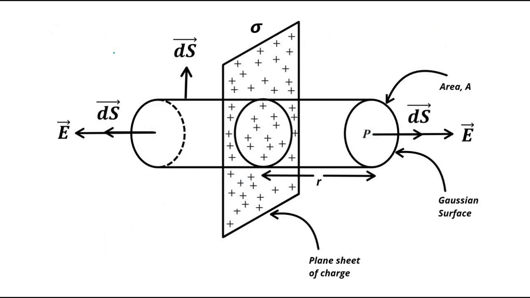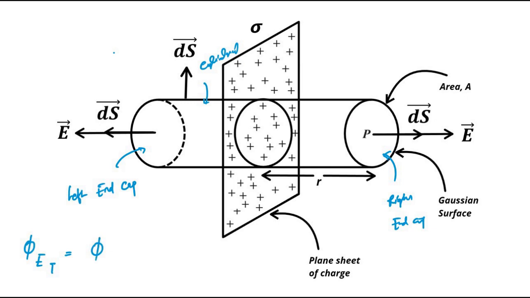Here, we have to divide this cylindrical Gaussian surface and analyze it in two parts. First is this cylindrical portion, and then the two end caps: the left end cap and the right end cap, the circular areas. And the total electric flux, because of this plane sheet of charge, taking into consideration the cylindrical Gaussian surface, will be the electric flux due to the cylindrical portion and the electric flux through the end caps. That is, the number of field lines passing through the cylindrical portion and the flux through the end caps.